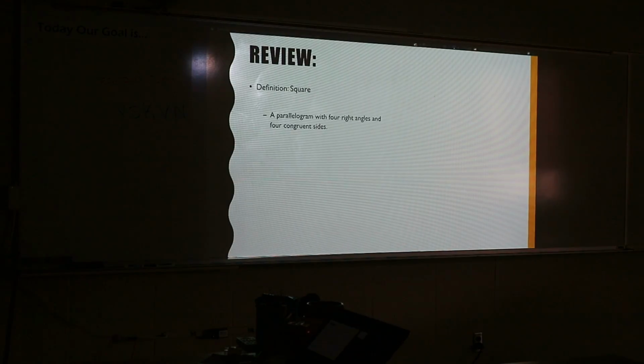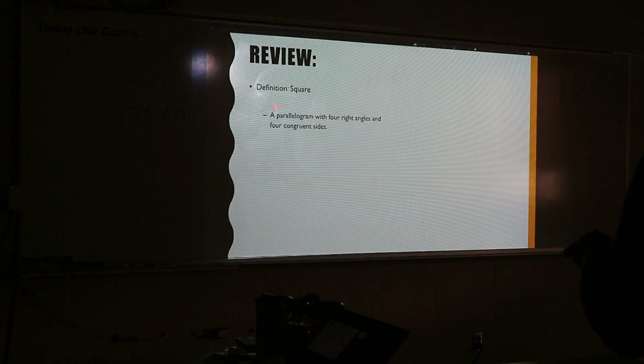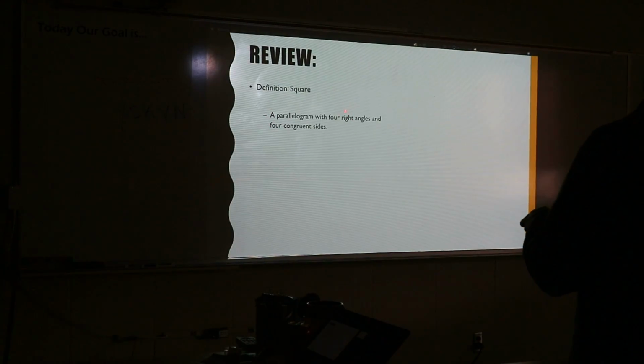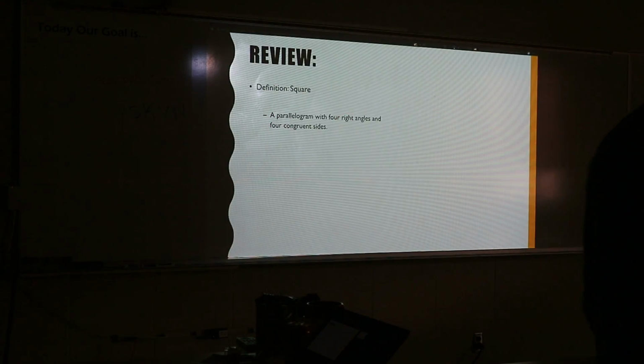Okay, a square is a parallelogram with 4 right angles and 4 congruent sides. It's got everything. It is a parallelogram, so it has to be a 4-sided figure. Opposite sides are parallel. It has 4 right angles and 4 congruent sides.